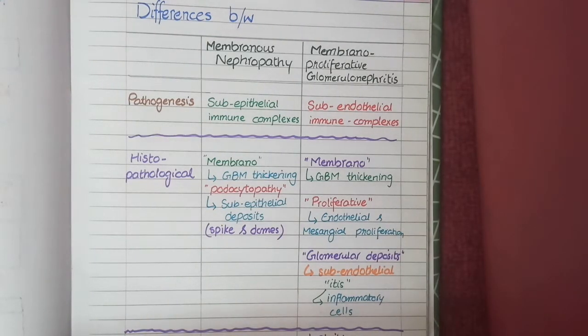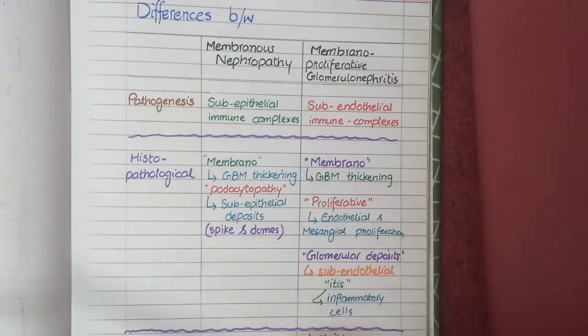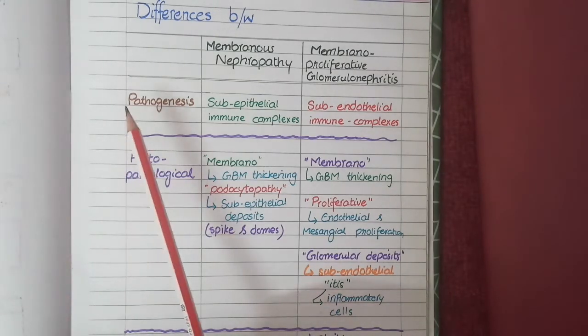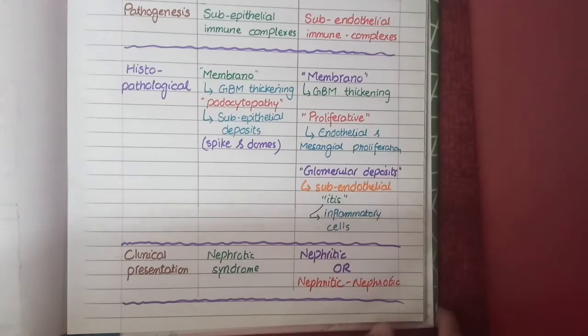So whenever you are asked about the difference between membranous nephropathy and membranoproliferative glomerulonephritis, you have to think in three main points. First is the difference in pathogenesis of these two diseases. Second is the difference between the pathological features of these two diseases. And the third is the difference in clinical presentation of these two diseases.